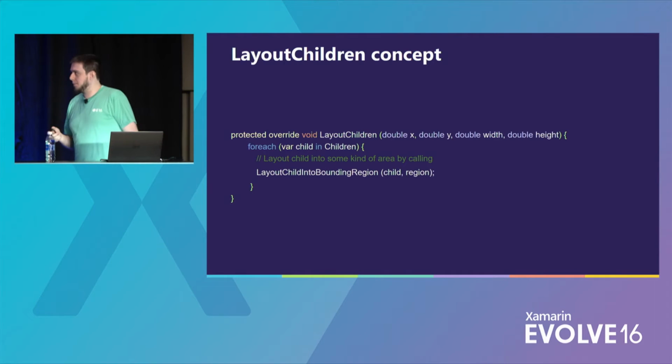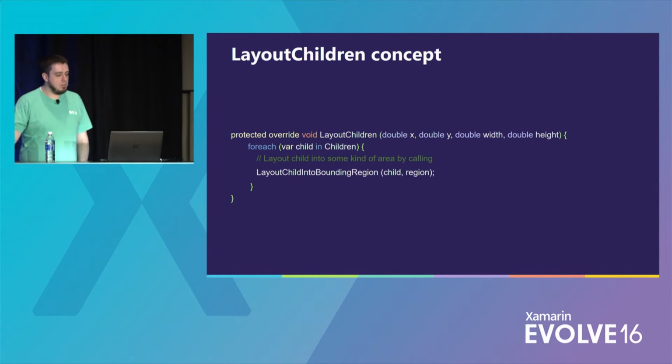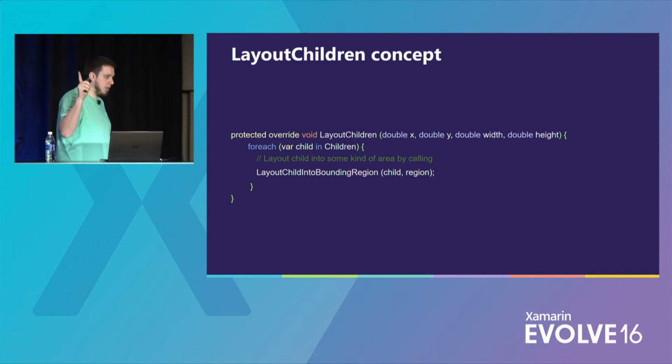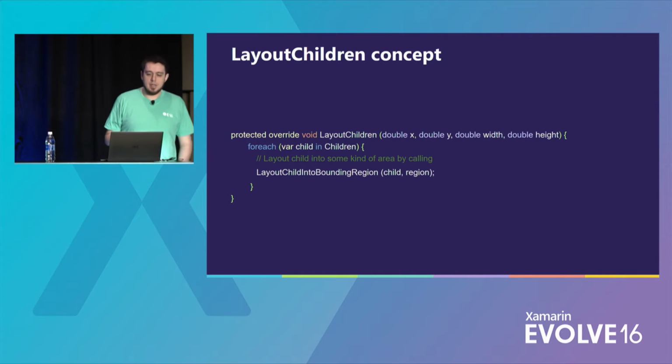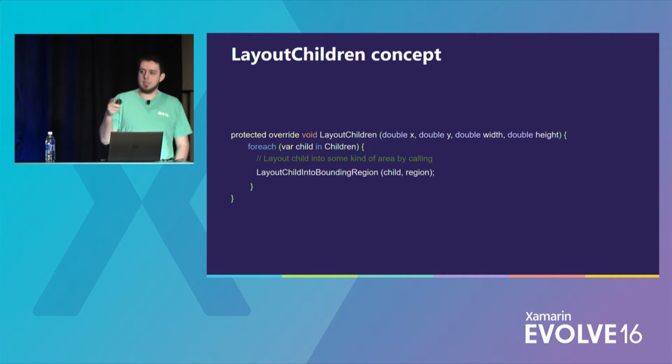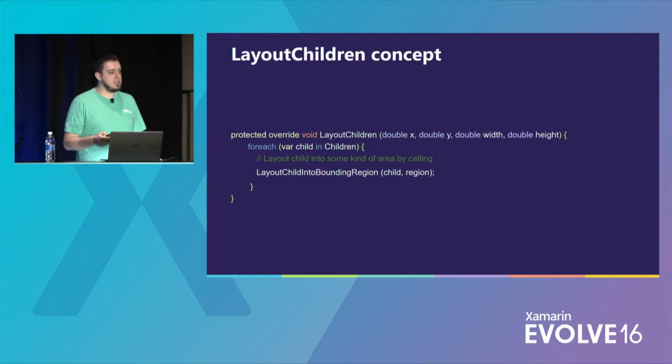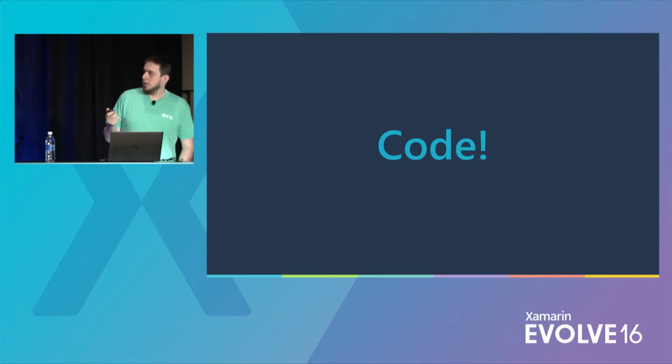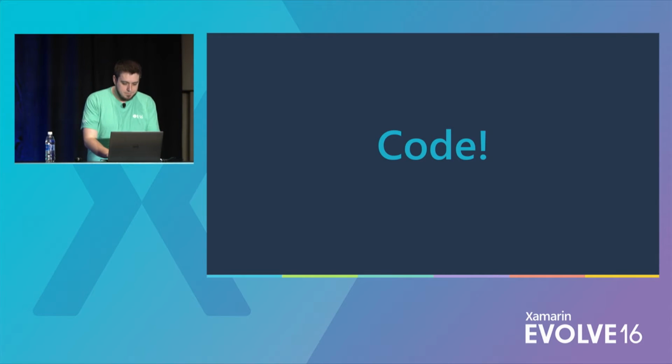So here's the basic concept of what we're going to do. We're going to override the method. We're going to loop over the children. We're going to call LayoutChildIntoBoundingRegion on each of them. And we're going to do some kind of math in between the calls to LayoutChildIntoBoundingRegion to calculate exactly where it goes. That math isn't important. It's going to be special to you and your implementation, so we're going to have the WrapLayout math in our example. Time for some code. All right, here's to this working.